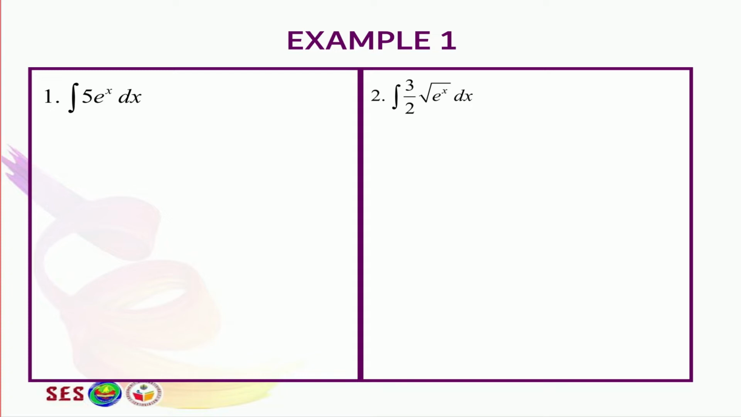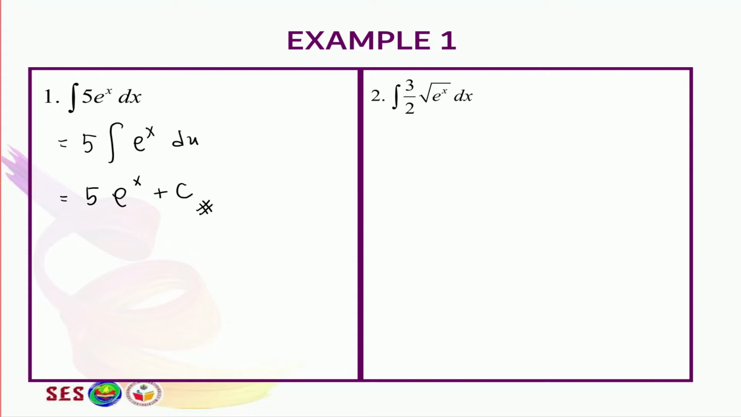Now we go to example 1, question number 1. We need to integrate 5e^x. Based on the properties of integral, we can bring the constant 5 out from the integral, so we are left with the integral of e^x dx. We know that integrating e^x gives e^x plus c.